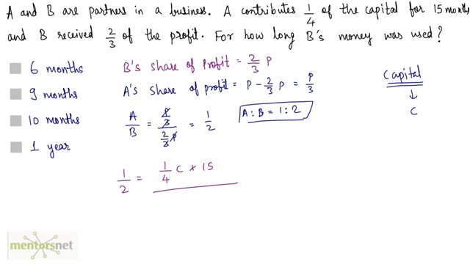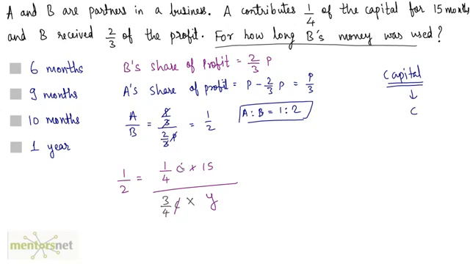A contributes 1/4 of the capital, which means that the rest of the 3/4 of the capital is contributed by B. So we can write the contribution or the investment done by B as 3/4 of the capital times the time period of B, and that's what we have to find out, the time period of B. Let us assume that the time period is Y, right? Now we can find out Y from this equation.